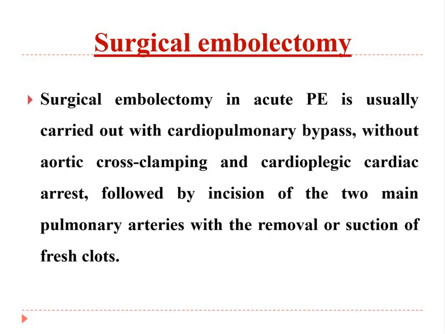Surgical embolectomy. Surgical embolectomy in acute pulmonary embolism is usually carried out with cardiopulmonary bypass, without aortic cross-clamping and cardioplegic cardiac arrest, followed by incision of the two main pulmonary arteries with the removal or suction of fresh clots.